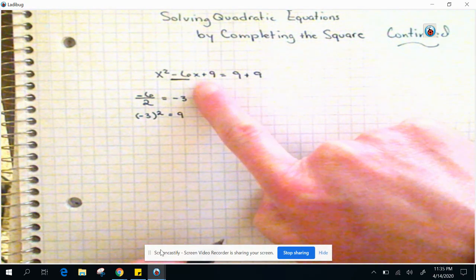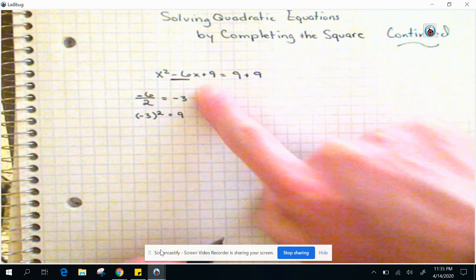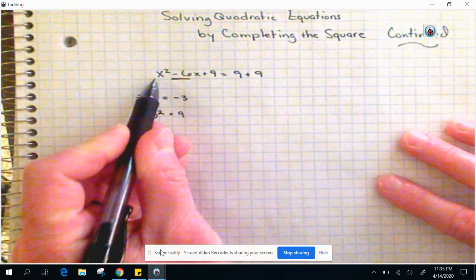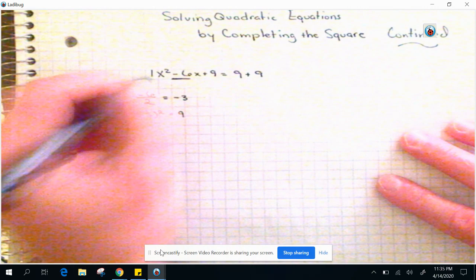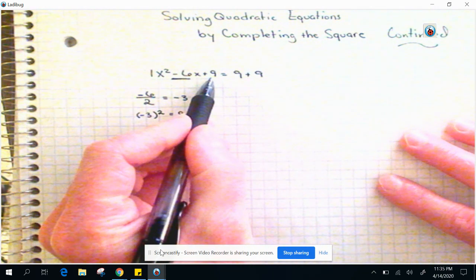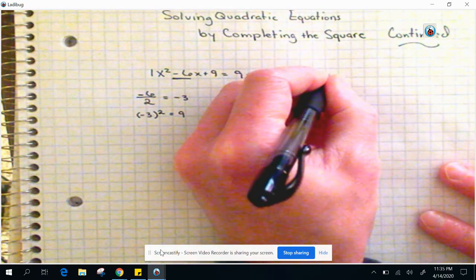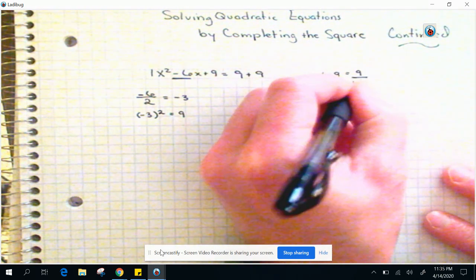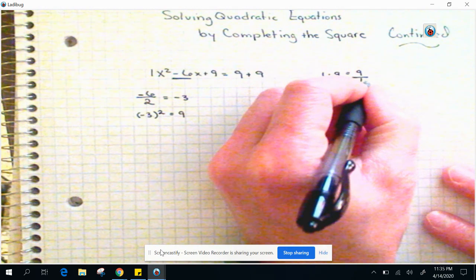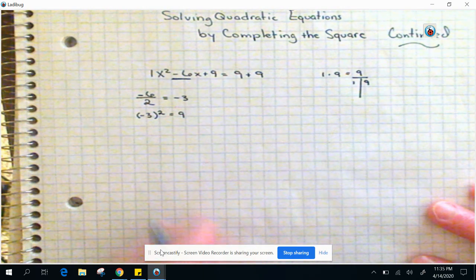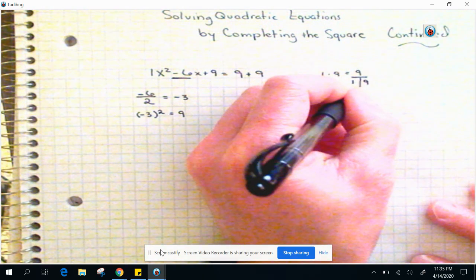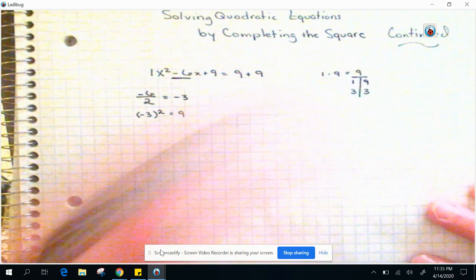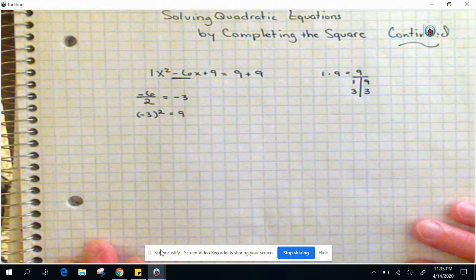Okay. So we're going to factor this. And we've done that before. So our a value, which is 1, times our c value. So 1 times 9 equals 9. We're going to factor this. So that means we need to find factor pairs that multiply together to be 9. And 3 times 3. Okay.